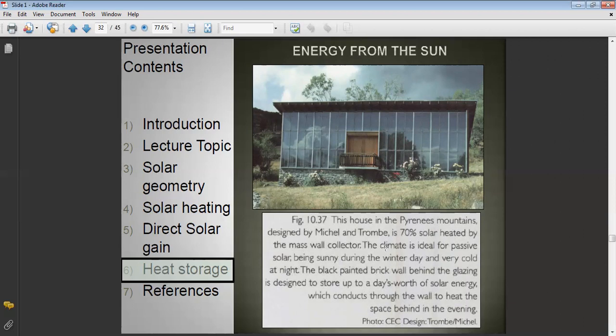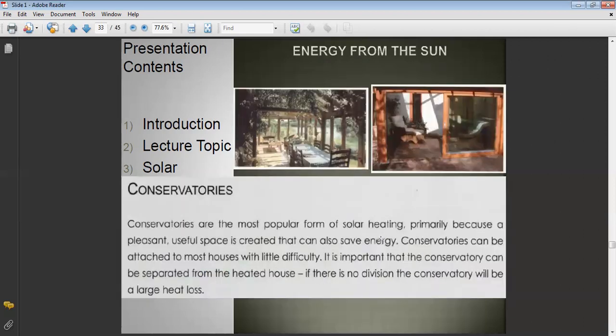Trombe by Michael Trombe is 70% solar heated by the massive wall collector. The climate is ideal for passive solar, being sunny during the winter day and very cold at night. The black painted brick wall behind the glazing is designed to store up to a day's worth of solar energy, which conducts through the wall to heat the space behind it in the evening.